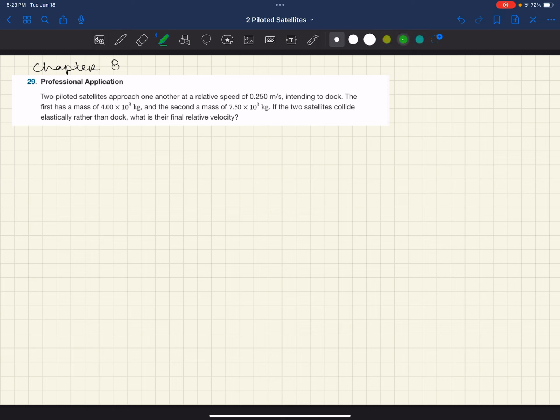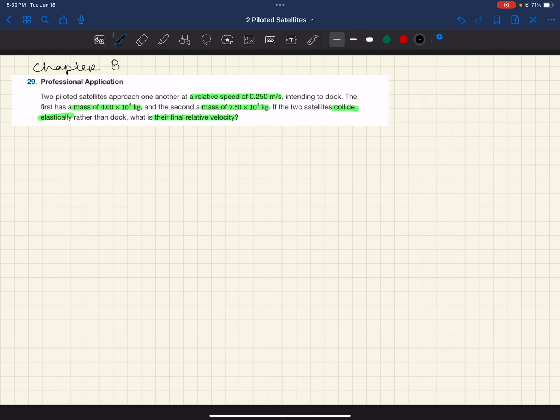We've been told that the relative speed is 0.250 meters per second. We've also been given the mass of object number 1 and the mass of object number 2. Finally, we were told that they are colliding elastically, and we are asked to find their final relative velocity. So how are we going to use this information to somehow solve this problem? Because we haven't been given a lot to begin with.